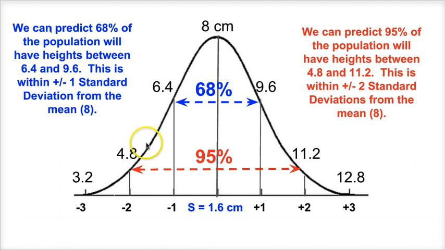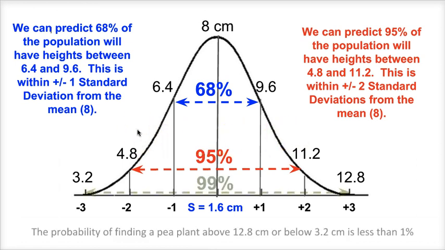Remember, SD gives us what kind of variability we could possibly have with confidence. If we're within 3 standard deviations, we can say that 99% of the population can have these values. And of course, if you're beyond 3 standard deviations, we can say that finding a plant above 12.8 or below 3.2 is less than 1% in the population. These are the extremes of the population. So this standard deviation is great. It tells us what the norms are.